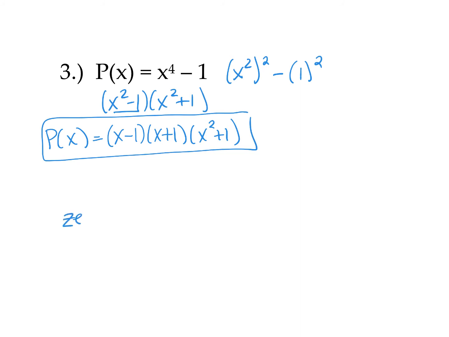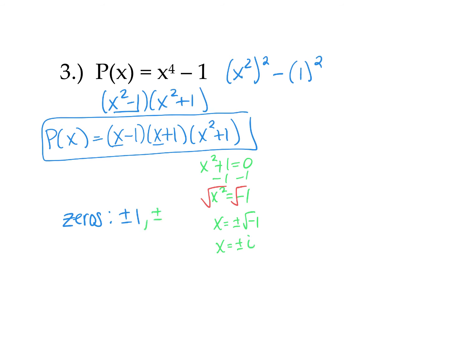Now what are my zeros? Well, I have positive 1 and negative 1 for my first 2 terms. Then to solve for the zeros, I have to set x squared plus 1 equal to 0. And we're going to get some imaginary numbers. So I'm going to have plus or minus the square root of negative 1, which we know is just plus or minus i. So those would be my 4 zeros for my 4th power polynomial, my 4th degree polynomial.